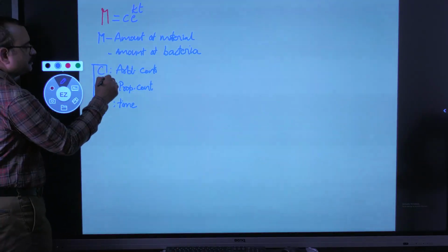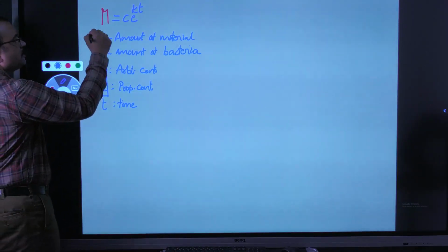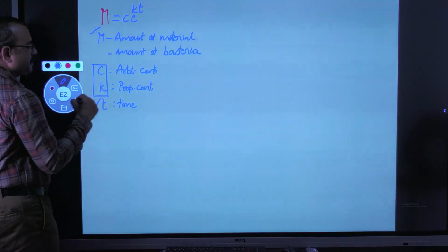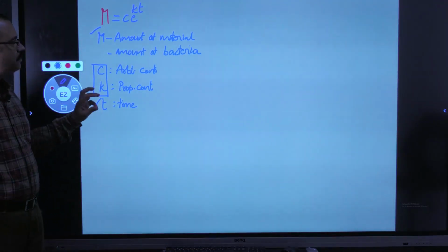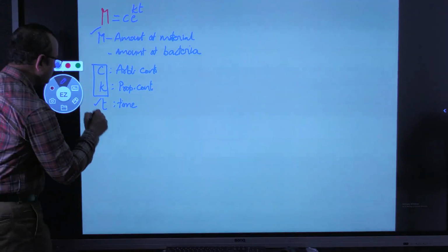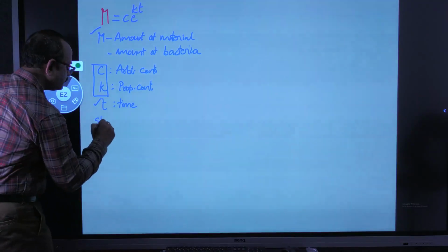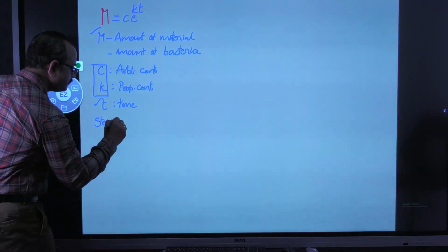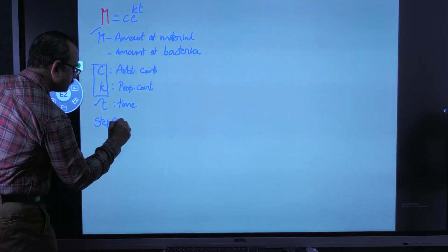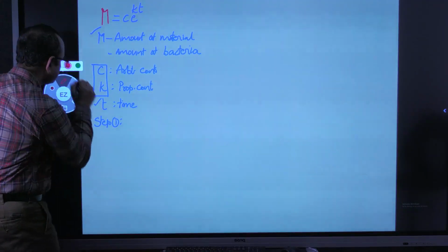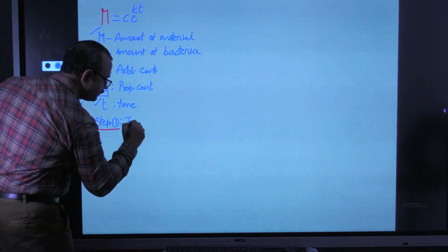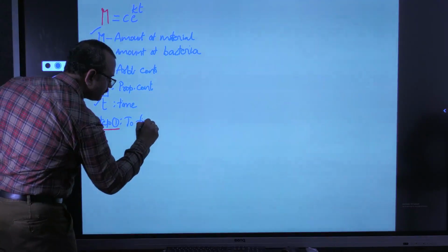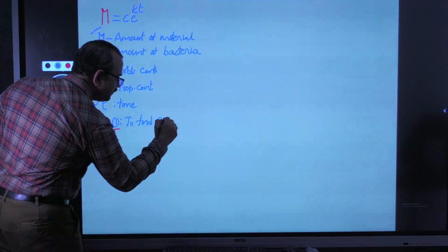Depending on the problem's requirement, we can calculate either m or t. So we will try to solve this problem in 3 steps. Step 1, to find the C value.